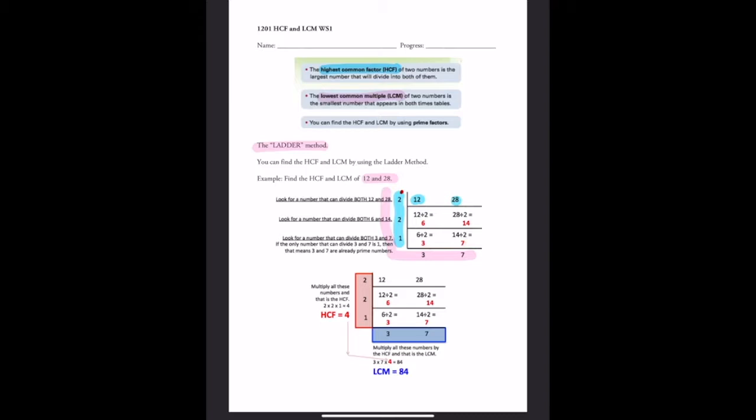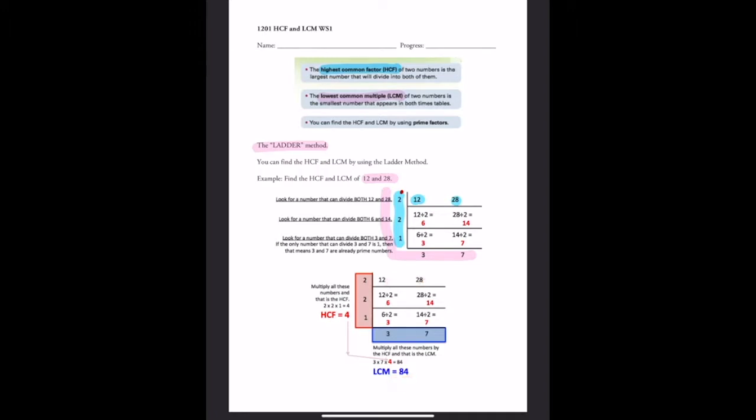Now, to look for the HCF, we just multiply all the numbers on the left side. So, look over here: 2 times 2 times 1 equals 4. So the highest common factor of 12 and 28 is 4. Now, to look for the lowest common multiple, we multiply 2 times 2 times 1 times 3 times 7. In other words, multiply the highest common factor by the two other numbers at the bottom of the ladder. So we have 3 times 7 times 4, which gives us 84. So the lowest common multiple of 12 and 28 is 84.